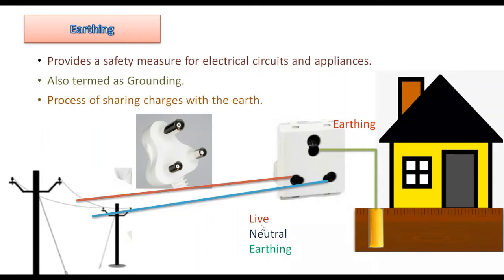Whenever you are using a 2-pin plug, what happens? You are having only 2 pins, right? You need the positive terminal and the negative terminal, because without that, current will not be able to flow. So you are having only live wires and neutral wires in 2-pin plugs. Then what is missing? Earthing is missing. So the risk is more in the 2-pin plug. Therefore, it's always advisable to use a 3-pin plug and not a 2-pin plug. So this is how earthing acts as a safety measure for the electric circuits and appliances used in our house.